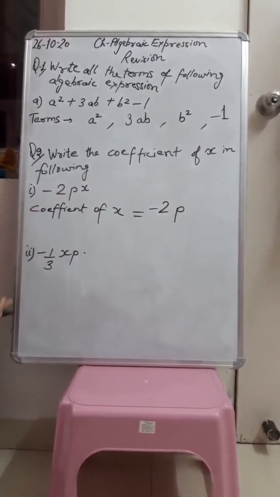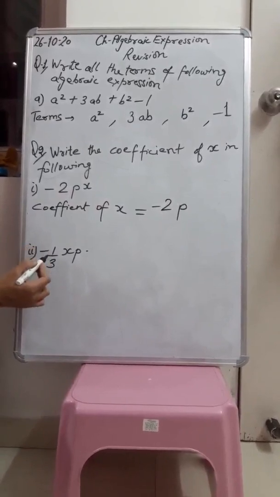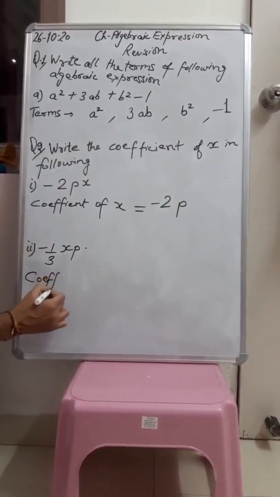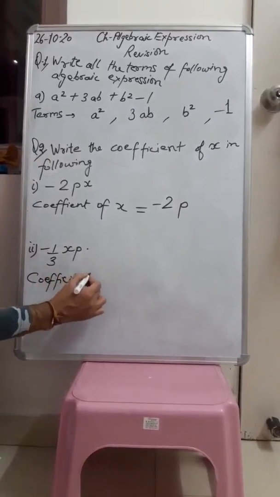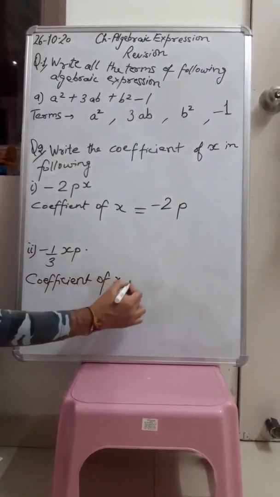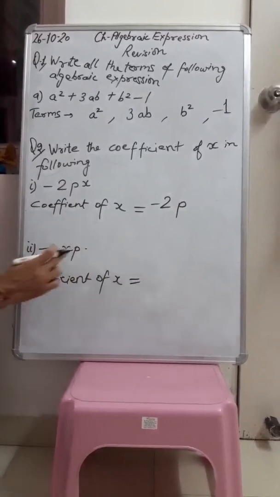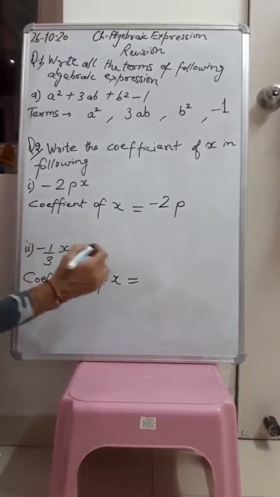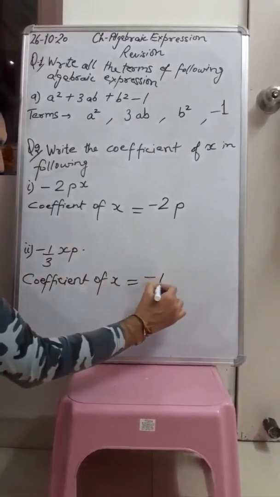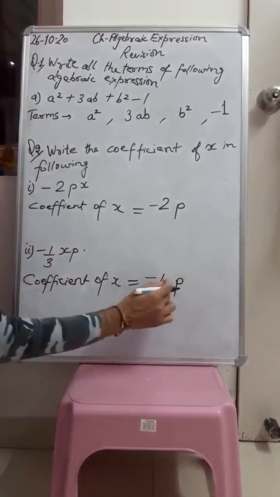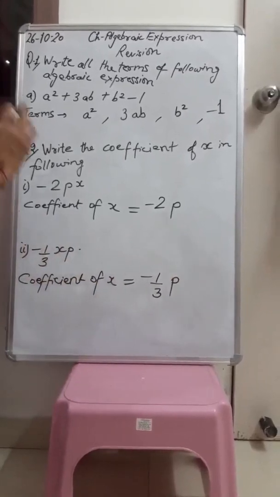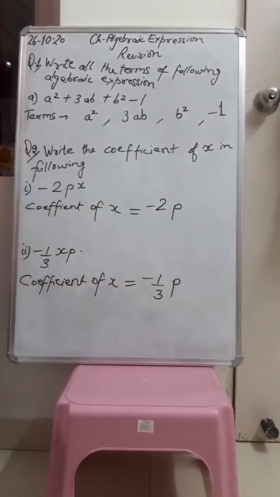Now the second part is minus 1 upon 3 xp. Again here we have to write down the coefficient of x, and the coefficient of x in this is, leave the variable x and the remaining, that is minus 1 upon 3p, and minus 1 upon 3p is the coefficient of x. In this way we can write down the coefficient.